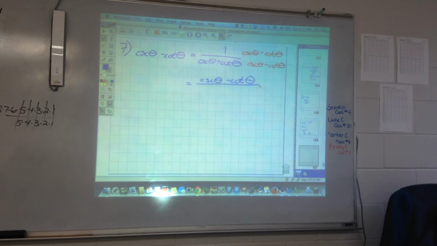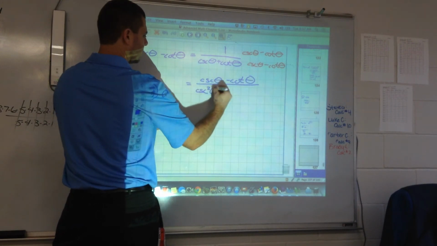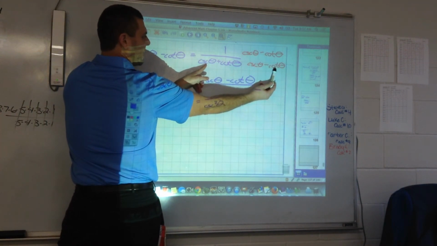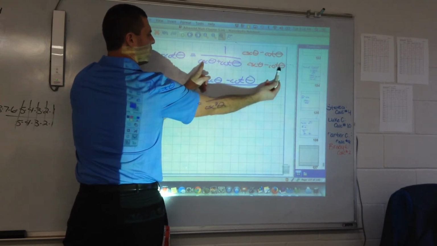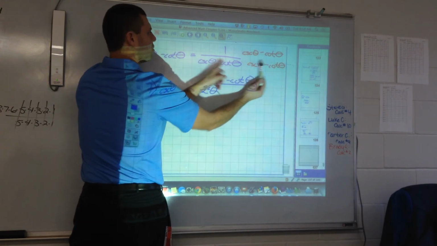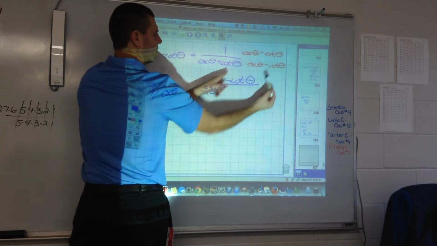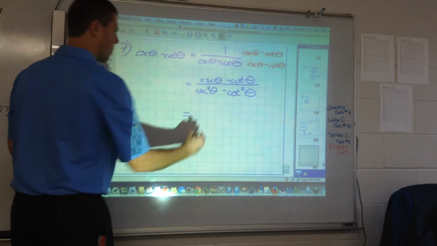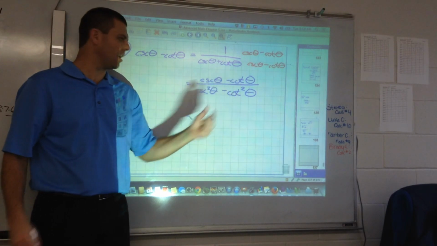You have to FOIL it out, because you have a binomial, two terms times another two terms. So cosecant times cosecant, cosecant squared. And now watch this here, cosecant times negative cotangent, but then positive cotangent times positive cosecant. What do those two products do? Cancel each other out. And then last I'll have minus cotangent squared. So I'm close. I got the numerator right, but the denominator is not what I wanted.